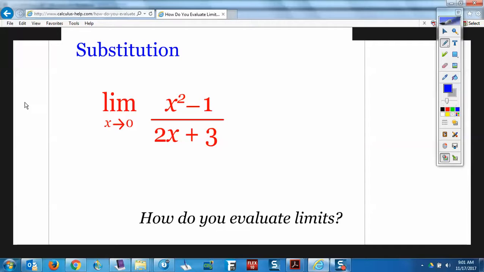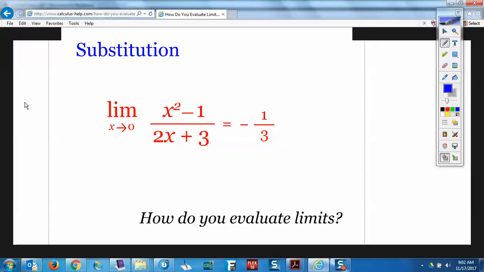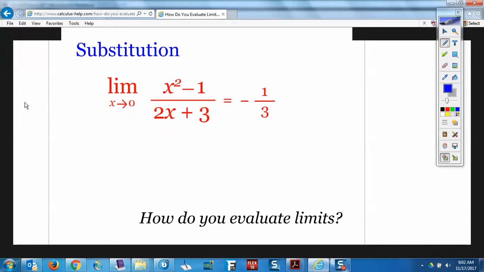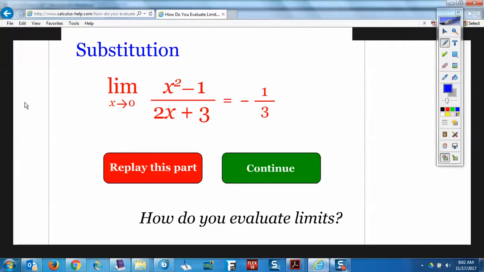We'll take an example. Here's one. The limit as x approaches 0 of the fraction x squared minus 1 divided by the quantity 2x plus 3. In order to evaluate this limit, all you've got to do is plug in 0 everywhere you see an x. So we'll put in 0 in the numerator and in the denominator, and we end up getting negative 1 divided by 3. So our limit is negative one third. If you can do direct substitution, get an answer right away, that just means it's a basic graph, no hole, nothing weird going on, and then that's your limit.